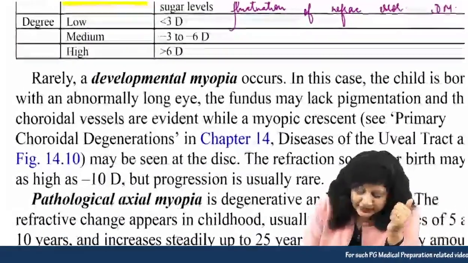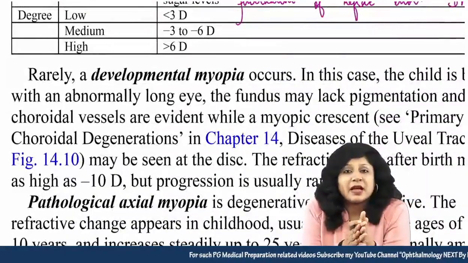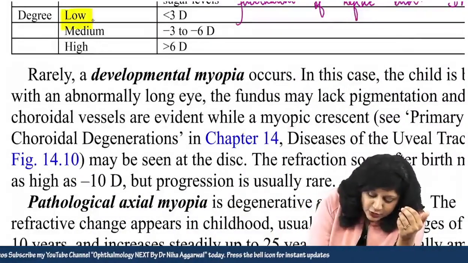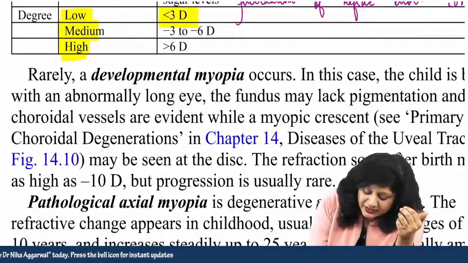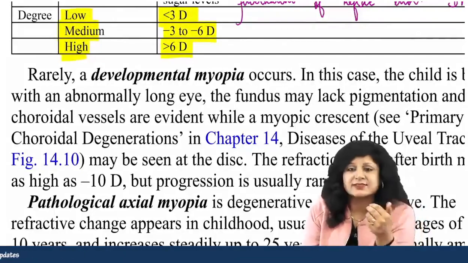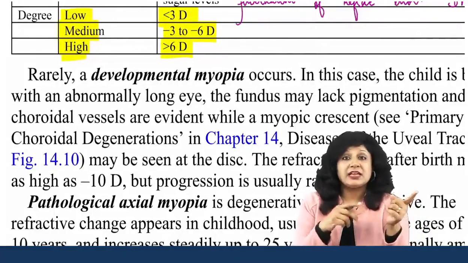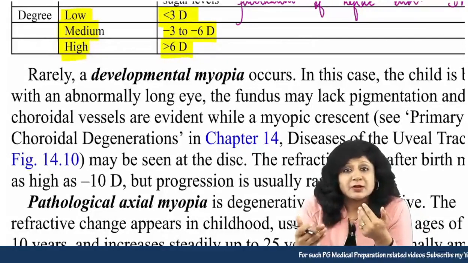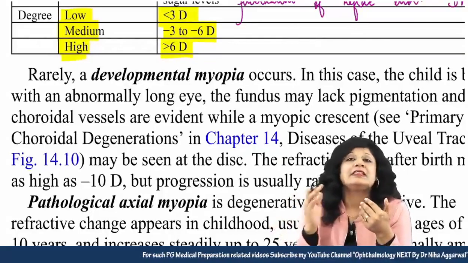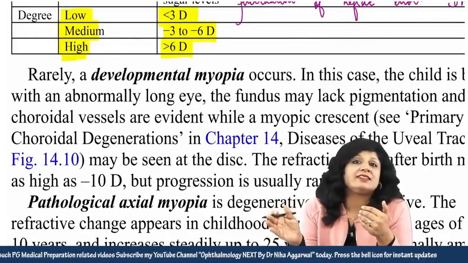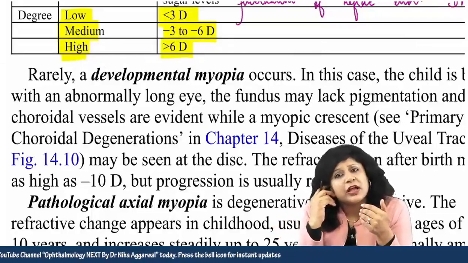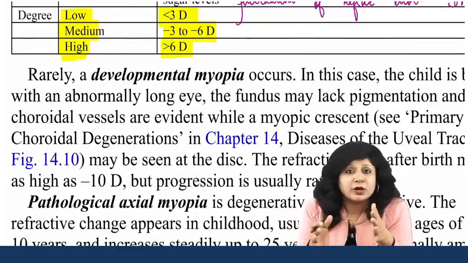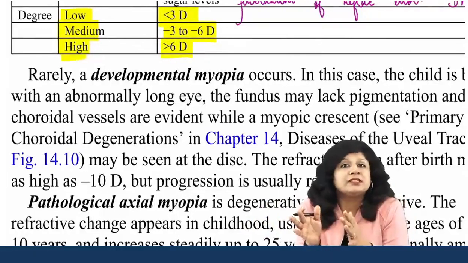Now, if you look at the degree, you can classify this myopia into mild, moderate, severe, or you can say low, medium, high. So what are these levels? These levels are less than 3 diopters, 3 to 6, and more than 6. High myopia, degenerative myopia, or pathological myopia is more than 6 diopters. So if the question says all of the following are true about high myopia except, and an option says it can be 5 diopter, then that will be false, because high myopia means it should be more than 6 diopters.